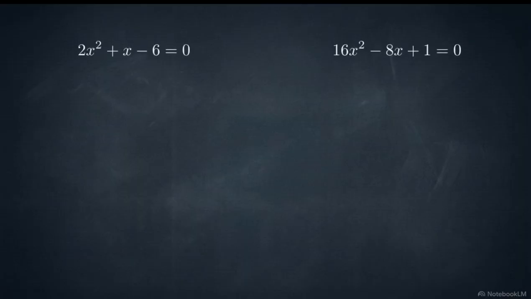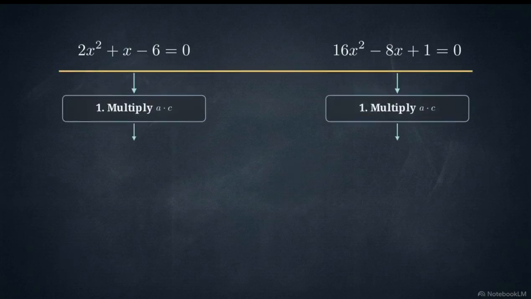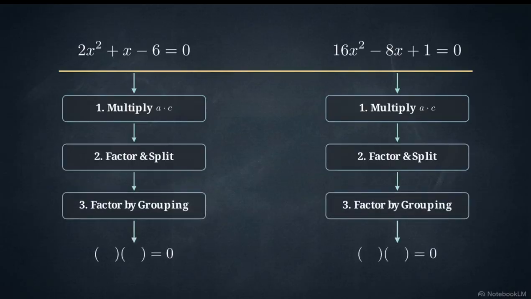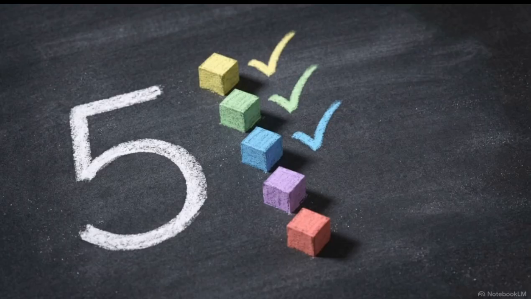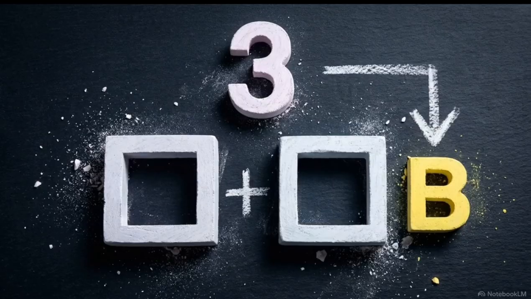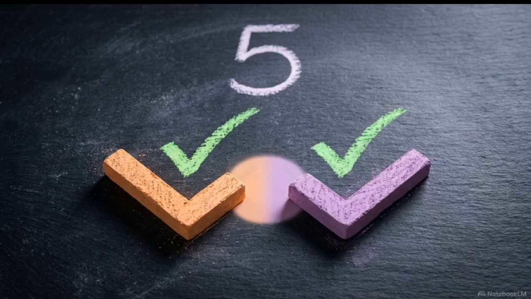Even though these two problems looked different at the start, they both followed the same progression. Once the fractions were cleared, the structural path to the roots became identical. To replicate this, use this 5-step checklist. First, clear any denominators. Second, multiply your a and c coefficients. Third, find the factor pair that sums to your b coefficient. Fourth, split that middle term and group your pairs. Finally, verify your brackets match and solve for x.